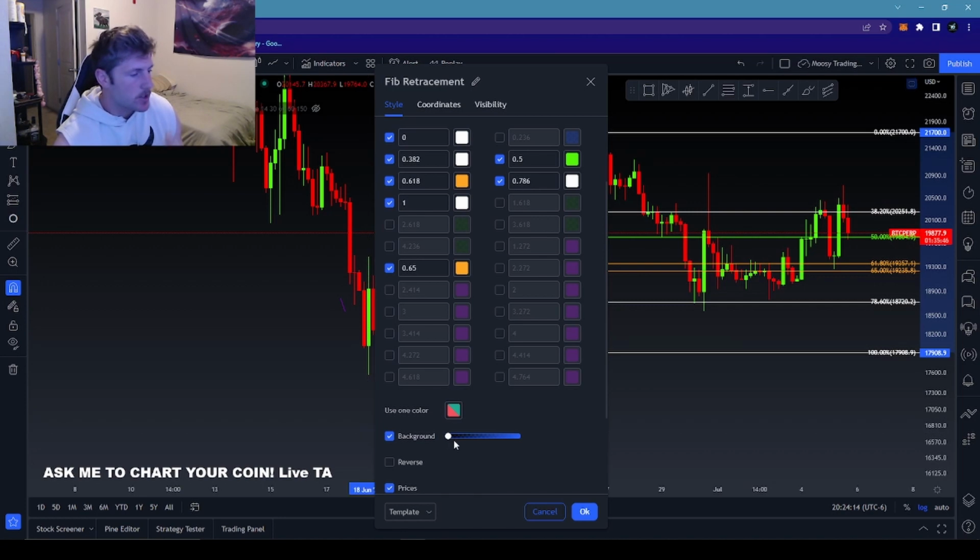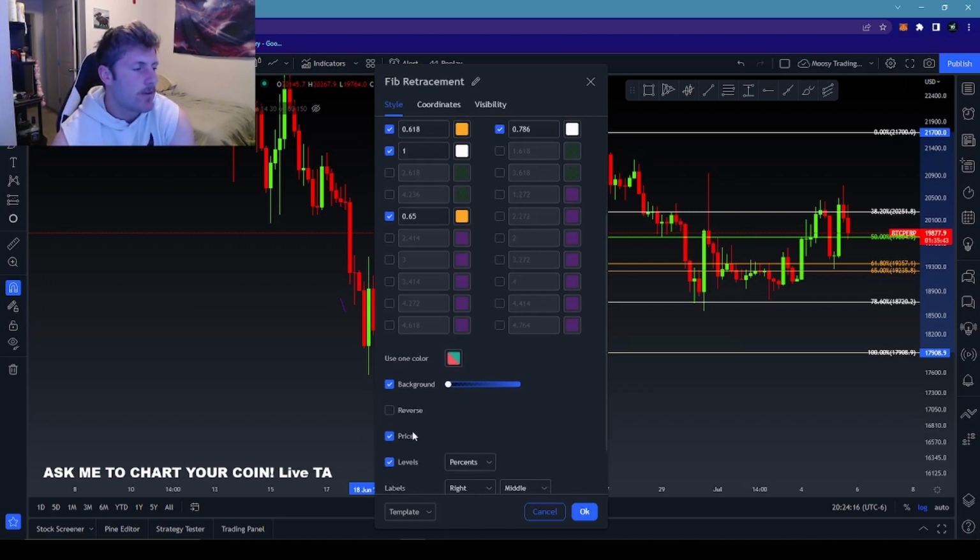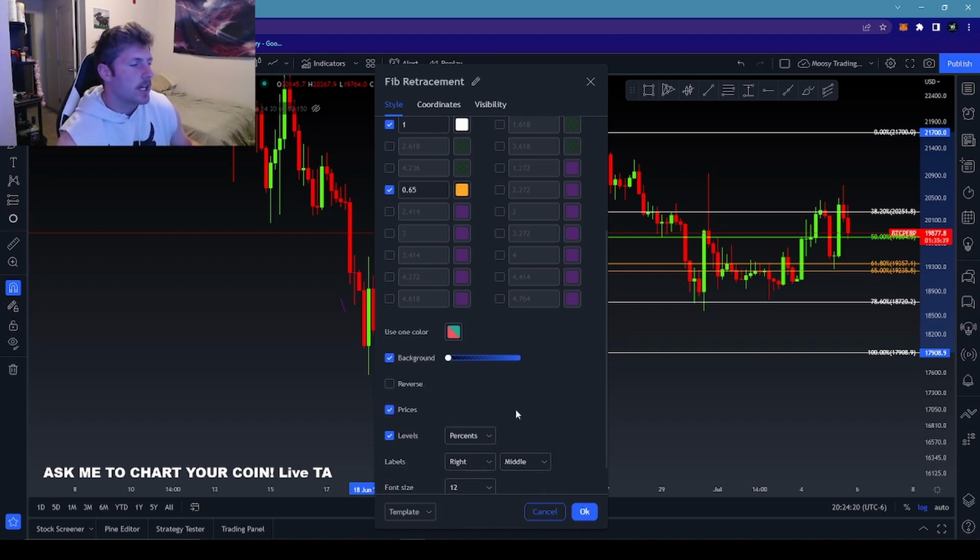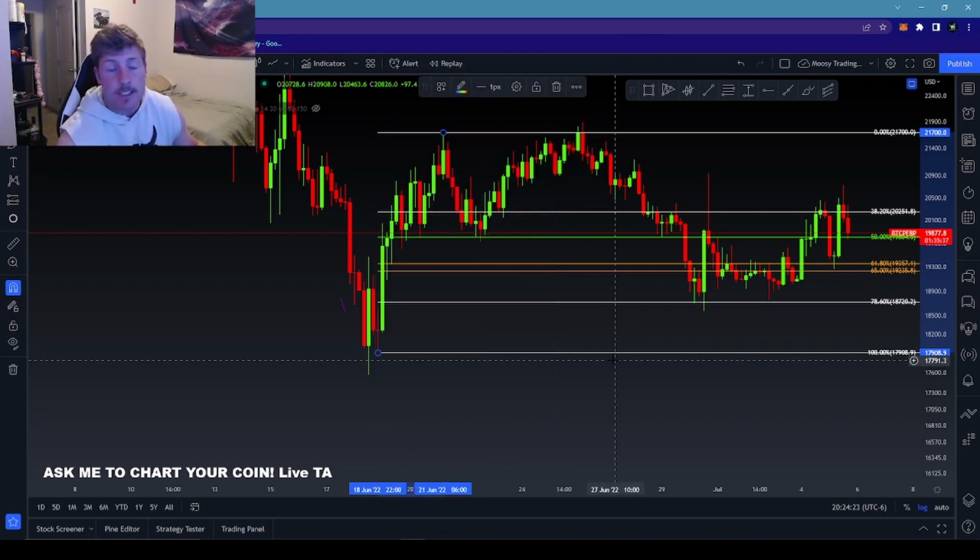So if you don't want that, make sure you just turn it off. Otherwise, keep it there. For reverse, don't click reverse. It's going to screw you guys up. Ignore the reverse, so keep that unchecked. Make sure it's unchecked. And that's the only settings you'll need for this, right?